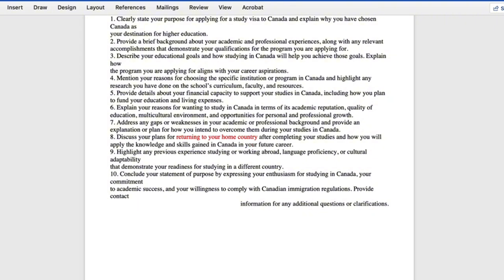The 8th on our list is discuss your plans for returning to your home country. Very, very important. Remember that this is a temporary resident visa, and you must always show that you are going there to study, and after studies you are going to come back to your home country.